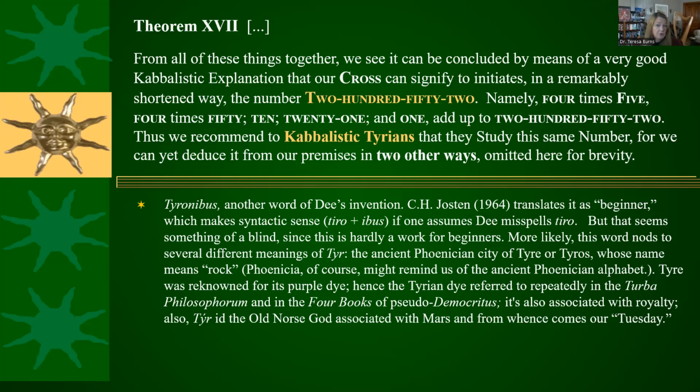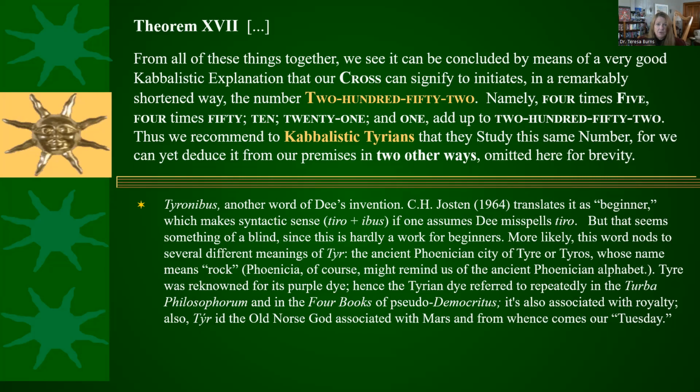Phoenicia, of course, might remind us too of ancient Phoenicia, the birthplace of the alphabet. But in terms of alchemy, Tyr was renowned for its purple dye. The Tyrian dye is associated with royalty. It's referred to in alchemical works like the Turba Philosophorum and the 4 books of the Pseudo-Democritus, which Dee has alluded to in earlier theorems with his writing out in Greek, nature rejoices nature and things like that.